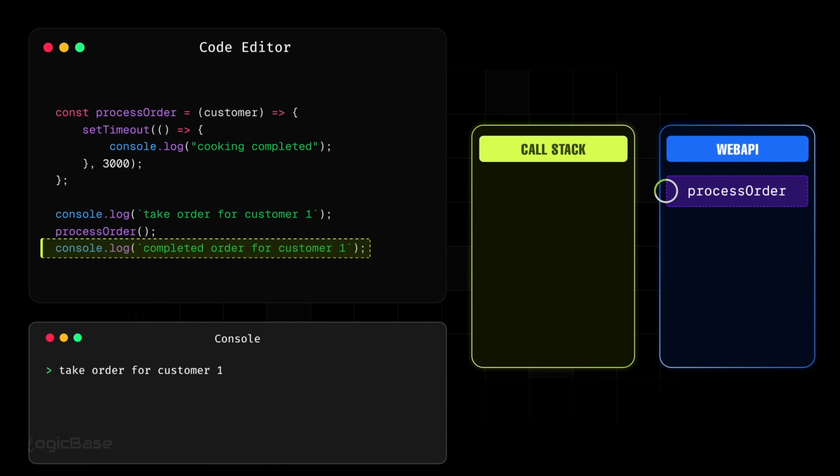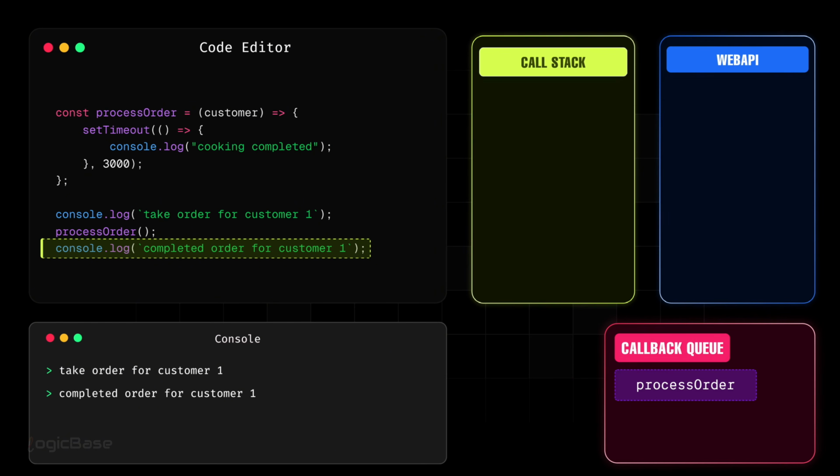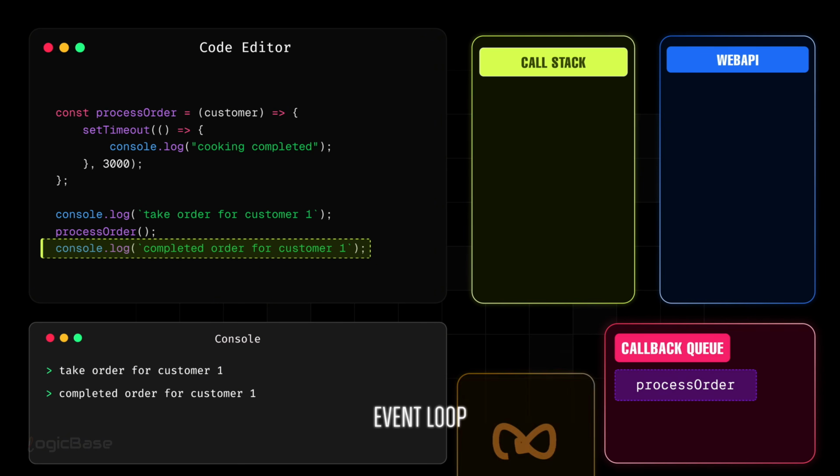While the 3-second timer runs in the background, in a separate thread provided by the browser, the main thread continues executing the rest of the code. This is why you will see other logs print instantly while the cooking happens in the background. Once the web API timer finishes, the callback function, that means the arrow function inside setTimeout, is sent to the callback queue. Here, the event loop comes into play.